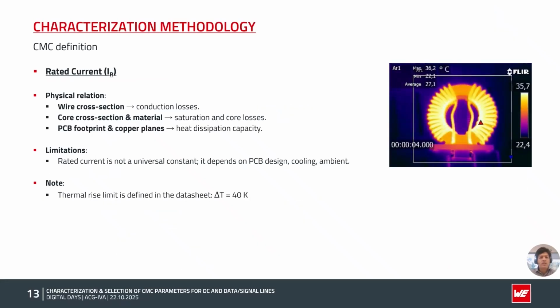Now let's talk about the rated current. The rated current of a choke is influenced by several physical factors. The wire cross-section, which determines the conduction losses. The core cross-section and material, which impact both saturation and core losses. And the PCB footprint and copper planes, which define the heat dissipation capacity. As for limitations, it's important to remember that the rated current is not a universal constant. It strongly depends on the PCB design, the cooling conditions, and the ambient temperature. Finally, we'd like to note that the thermal rise limit is specified in the datasheet as a delta of 40 K.